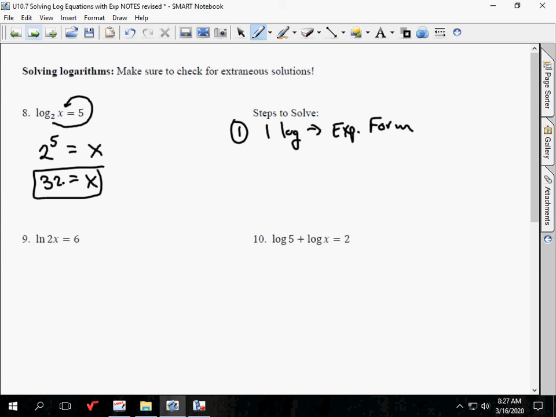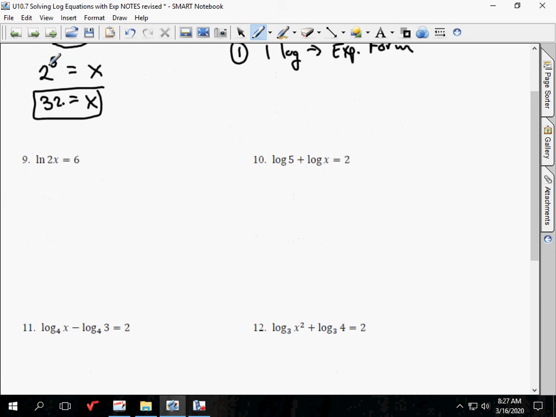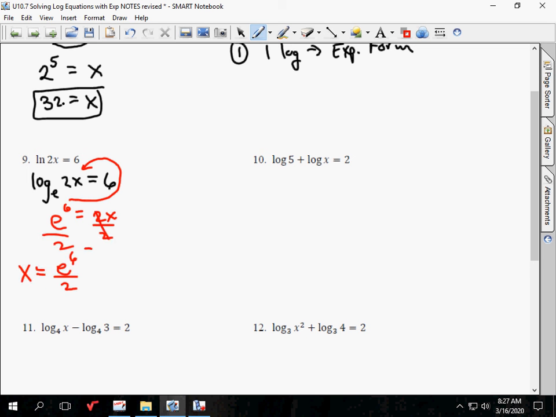All right, so number 9, we have 1 log in the problem. All right, and then, so natural log, remember, is a log that has a subscript. That's e, a base e. All right, so now changing to exponential form, e is our base, to the 6 equals 2x. And then we can divide by 2. So this is the exact answer, e to the 6 over 2.